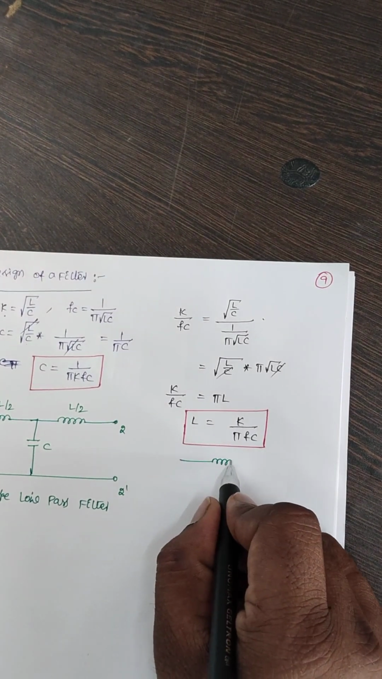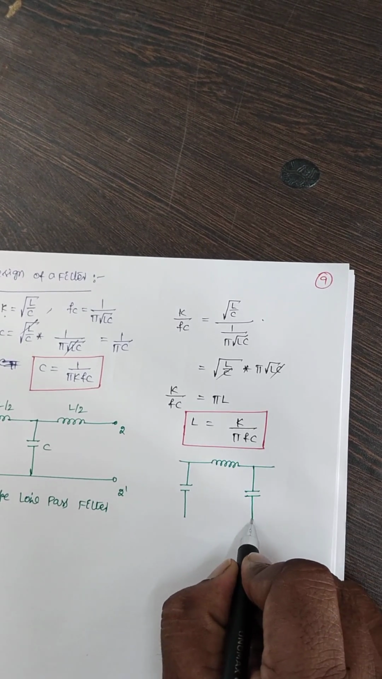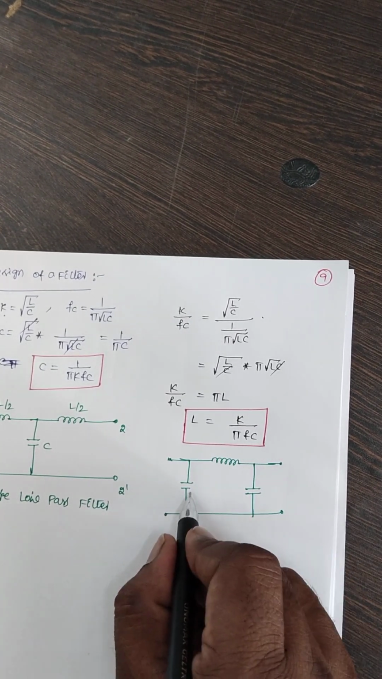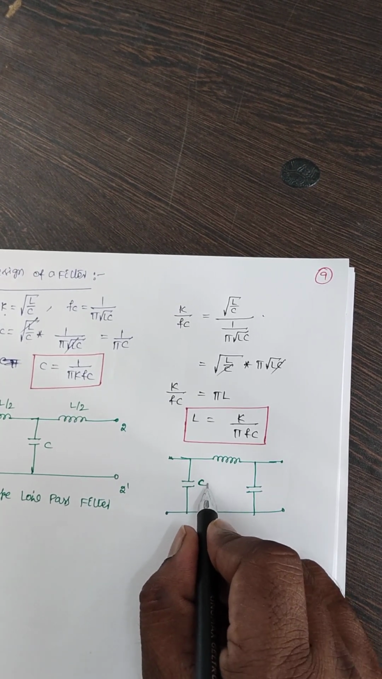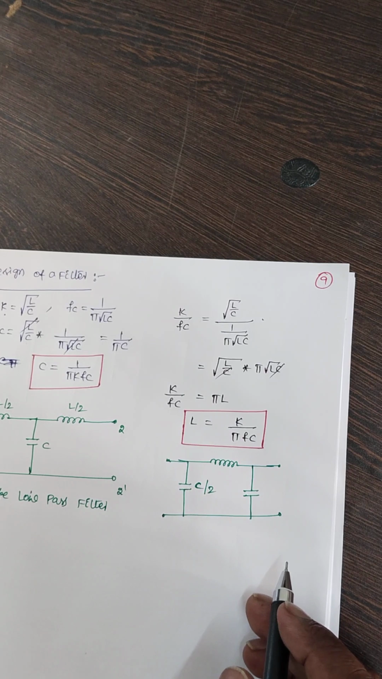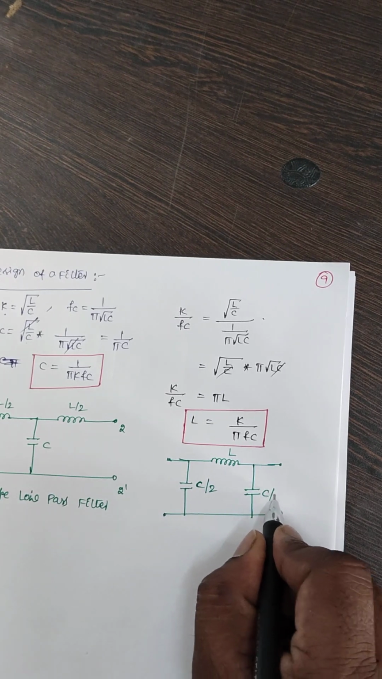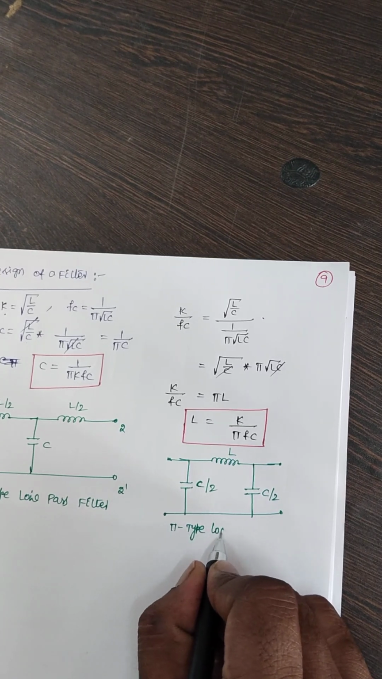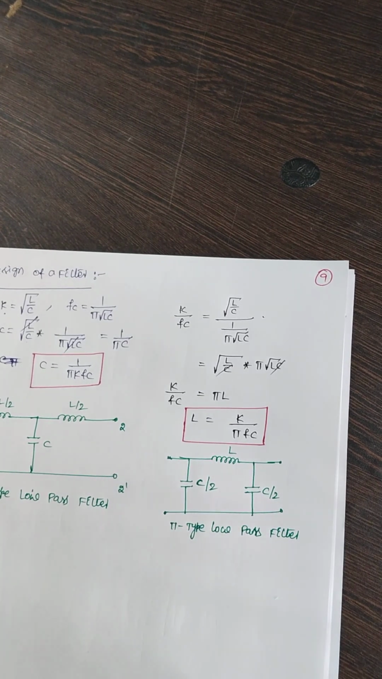And this one is the pi type. The values here: it is 2 into Z2. If the impedance is multiplied by 2, the capacitance will become C by 2, and if there is an inductor, then that will become 2 times. So it is Z1 only, so it is L, and C by 2. So it is the pi type low pass filter.